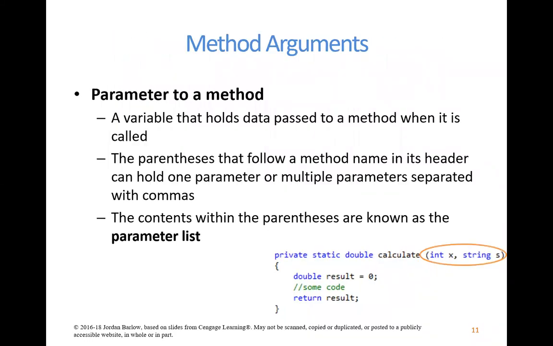All right, the last piece of your method declaration or method header is the parameters. Parameters are variables, zero or more variables, that hold data that you pass into a method when you invoke that method. Your parameters must be separated by commas, and the contents within your parentheses are known as the parameter list.